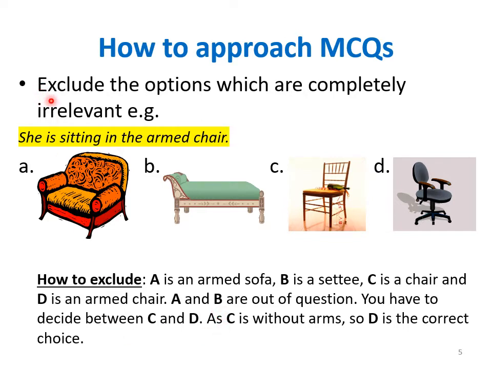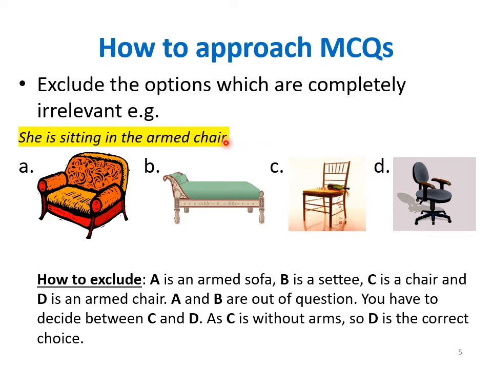So the first thing is to exclude the options which are completely irrelevant. Now these examples are simple, okay? I just want to make you understand the concept. You won't get this type of questions in the actual reading module, but I just want to make it clear how important these strategies are.